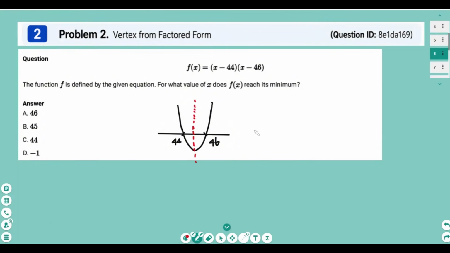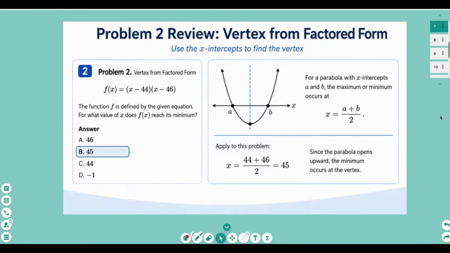All we need to do is take the average of the two x-intercepts: 44 plus 46 divided by 2, which gives us 45. So the correct answer is B, no graphing or decimals needed for this one. Remember, whenever a quadratic is in factored form, the vertex is always right in the middle of the two x-intercepts. Let's move on to the next problem.